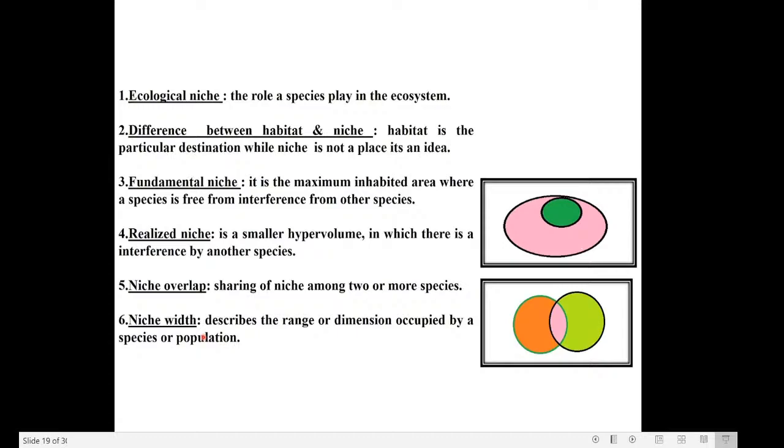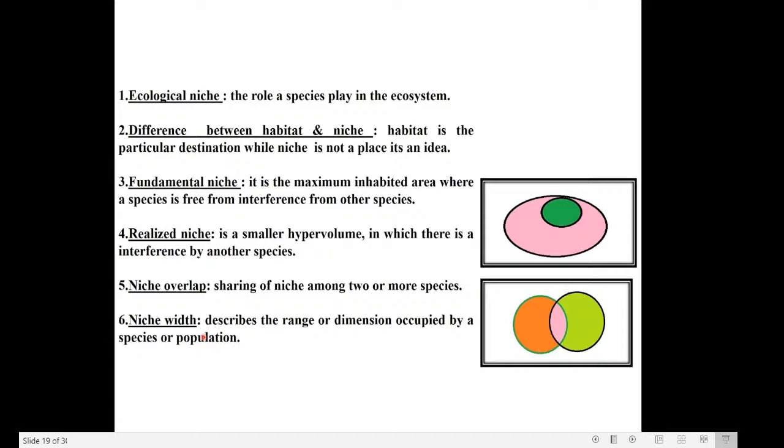Niche means a small hypervolume, one species in a hypervolume. One species in a lower volume is interference, the interference of another species. And niche overlap is sharing the niche among two or more species, where one food is taken by another species.